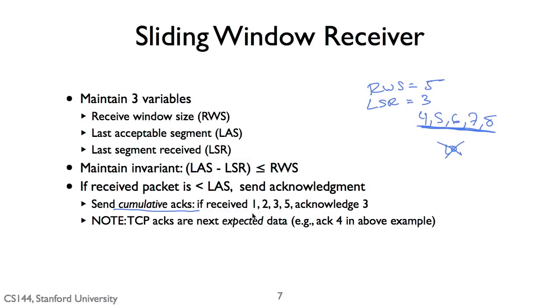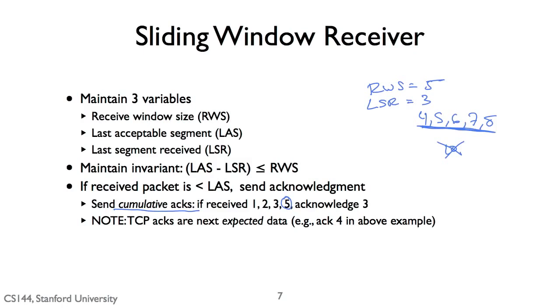So in this example, if a receiver has received 1, 2, 3, and then suddenly receives 5, it doesn't acknowledge 5, it acknowledges 3. Now there are some protocols that can actually do selective acknowledgements, but the basic case is that you use cumulative acknowledgements, which is cumulatively what is the contiguous chunk of data that you've received.